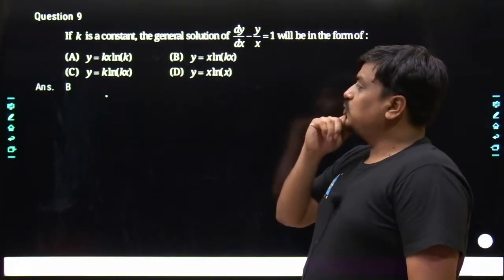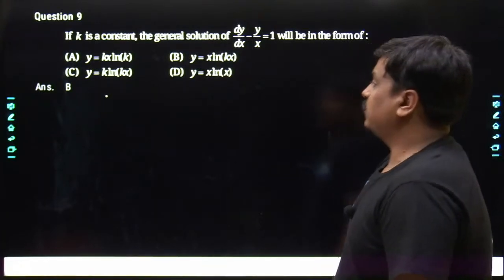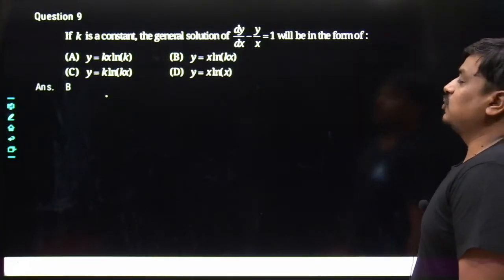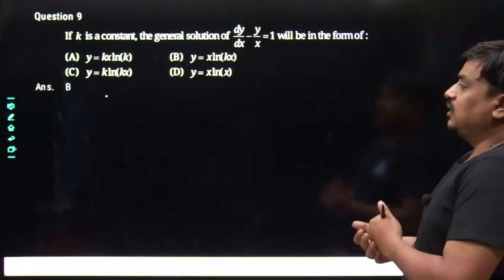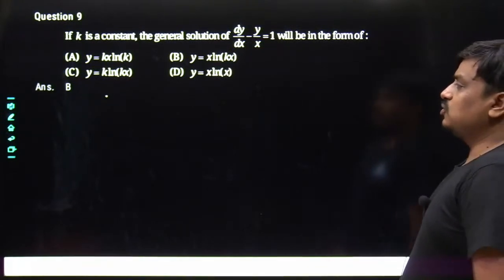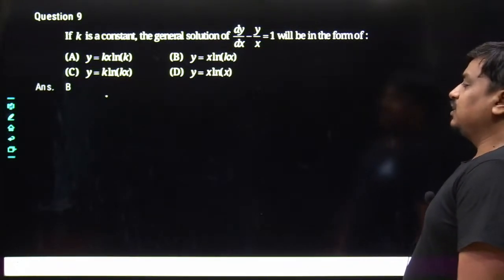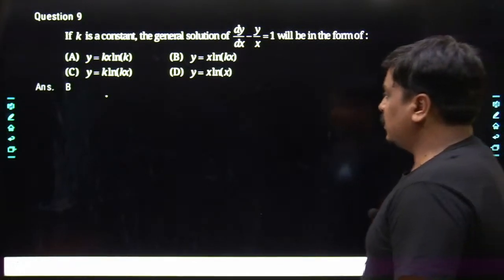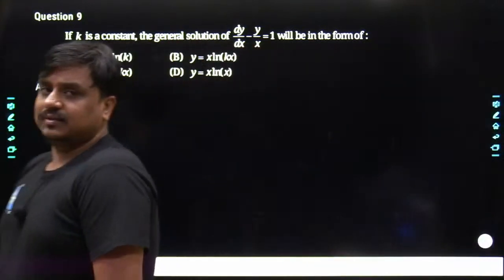The first option was y equal to kx ln of k. The second option was y equal to x ln of kx. The third option is going to be y equal to k ln of kx. The D option is going to be y equal to x times ln of x.